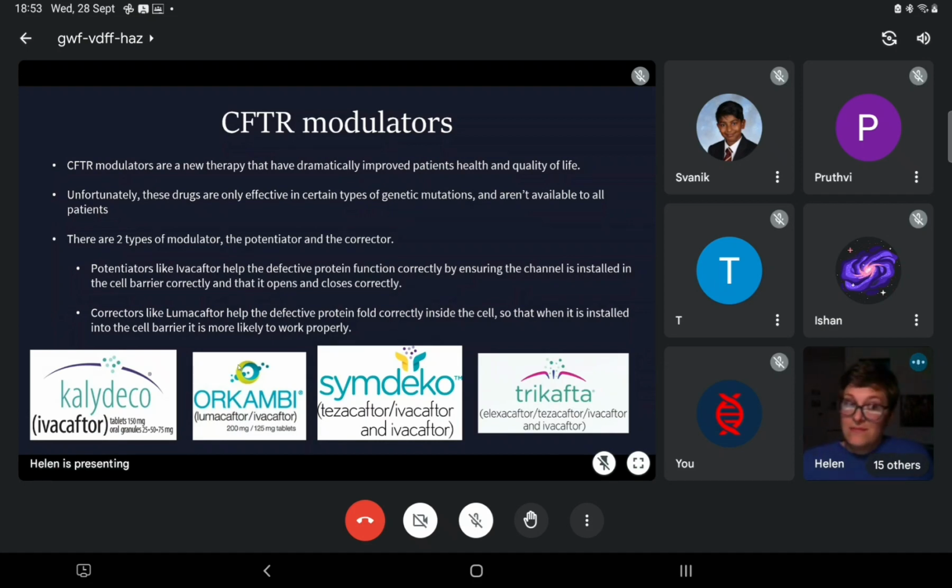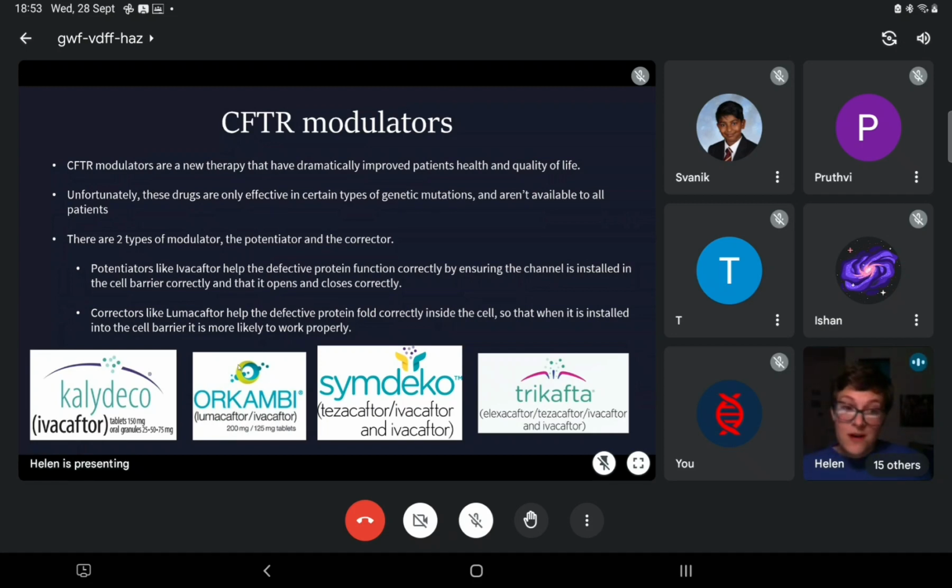We've basically prevented all of the problems, bar a couple of things, with these new drugs, which is really, really good. Unfortunately, these drugs are only effective in a certain set of genetic mutations, and roughly about 70% of the population will be eligible for these kinds of drugs. But that means that there's still a significant amount of people who just aren't benefiting from these. But again, research will help us to identify ways of helping them.